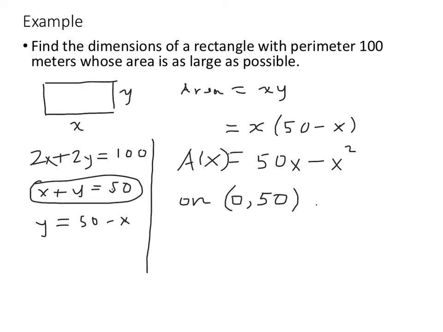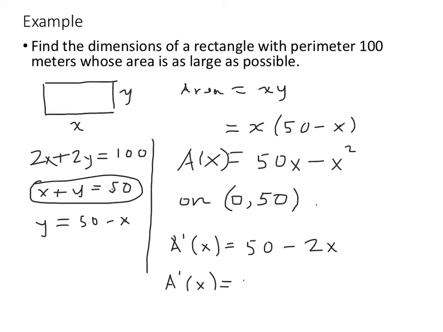So the next thing that we'll want to do is maximize this, and we do this. The first step to doing that is to look at the derivative of the function. So A prime of x is 50 minus 2x. And we'll be interested in where that derivative is either 0 or undefined. And we see that the derivative is never undefined.